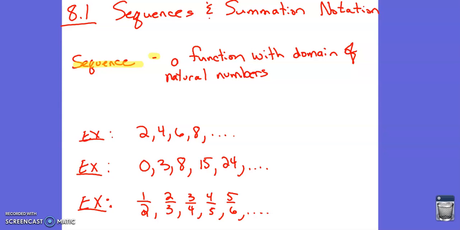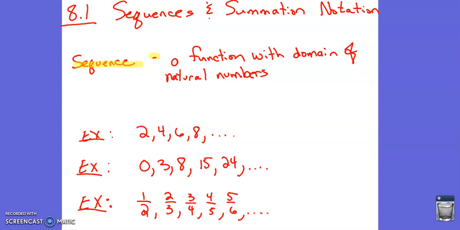Typically they could be arithmetic sequences, geometric sequences, recursive. So there are different types of sequences, but in this section, we're specifically only interested in the set of domain with the natural numbers. So here's some examples: 2, 4, 6, 8, and then dot, dot, dot. Obviously you need to figure out the pattern, and then from there you can guess the next number, the next number, the next number. Or what if I wanted to find the 100th term in the sequence?